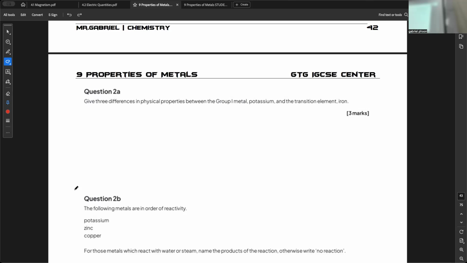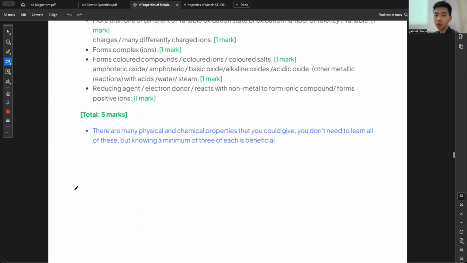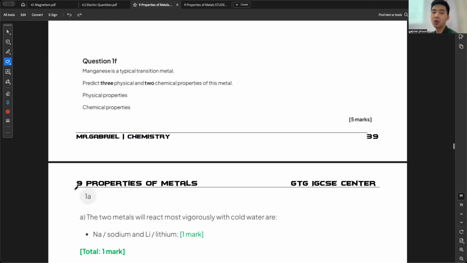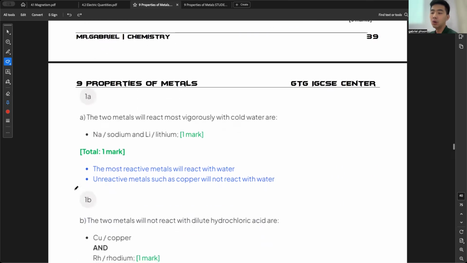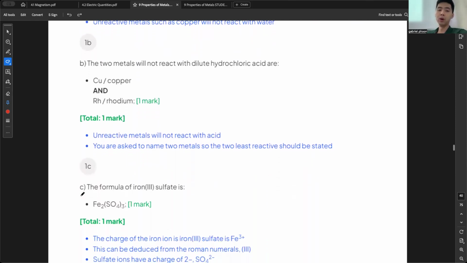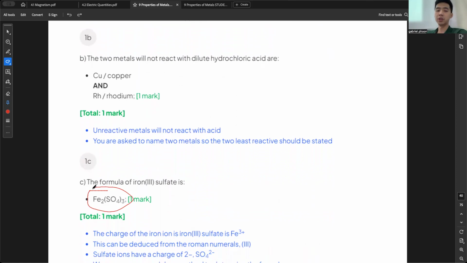Alright guys, check your answer for question number 1. It is relatively straightforward. Please see if you got the same answer or not. For question number 1 here, obviously it is sodium and lithium, that will react most vigorously with the cold water. And the second one will be the bottom row, which is copper and rhodium. Very straightforward. For this one here, how many of you got this correct? The third one.